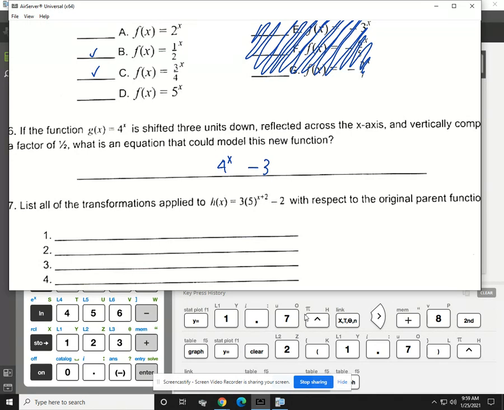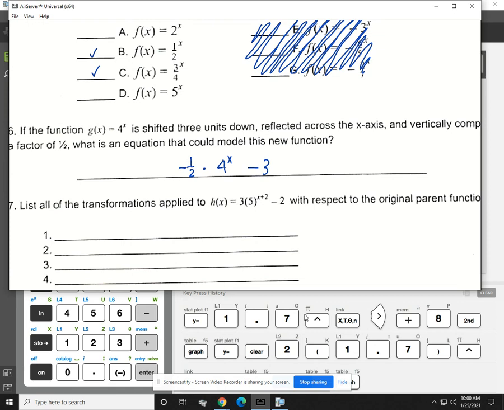Okay? Next, it's reflected across the x-axis. Where does that happen? That happens out in front in A. And what does it look like if it says it's reflected? It has to have a negative. And lastly, it says it's vertically compressed by a factor of 1/2. Where does that happen? Also A. So it's going to be paired with that negative. I put the 1/2. So it's negative 1/2 times 4 to the x, and then minus 3.